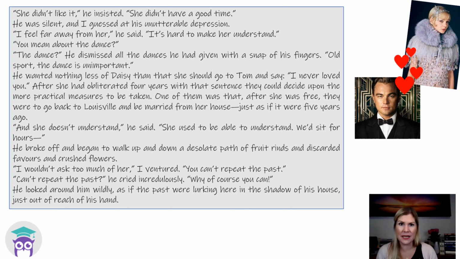And it leads him to have this almost crisis about their relationship, this thing that he has been focusing on for 5 years. He says, "I feel far away from her. It's hard to make her understand."